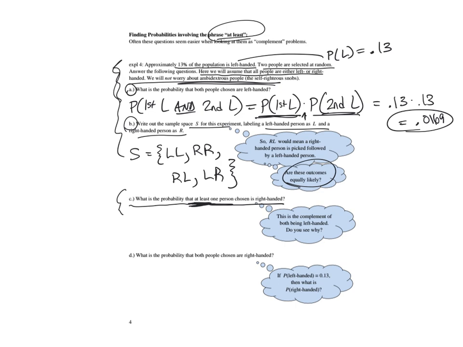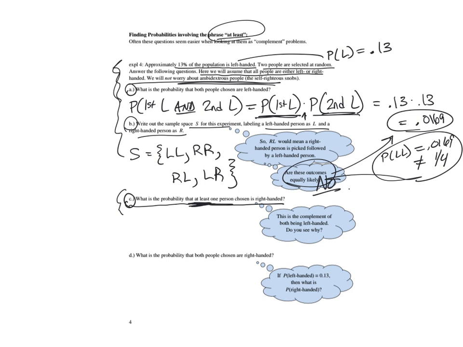Are these equally likely? Well, we just saw that the probability of LL is 0.0169 and not 1/4, as it would be if they were all equally likely. So no, they're not equally likely. In fact, getting 2 left-handed people is a whole lot less common than getting 2 right-handed people. And if you think about it, left-handed people are fewer of the population, aren't they? So it should be.